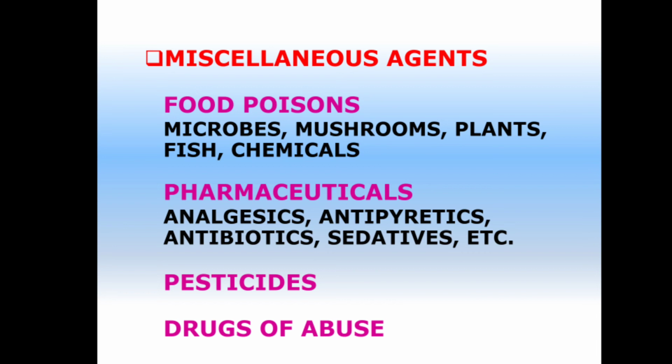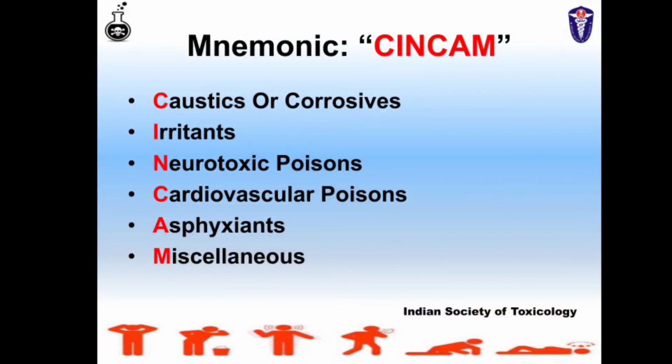So I repeat again, the mnemonic is SYNCAM, six major categories of poisons: caustics or corrosives, irritants, neurotoxic poisons, cardiovascular poisons, asphyxiants, and miscellaneous. Don't forget that. If you remember that, you will remember much of toxicology, because if you know which category a particular poison belongs to, believe me, even if you have not read very well, you will be able to use some logic and find out what kind of manifestations it may produce and what kind of management measures you have to undertake in treatment.